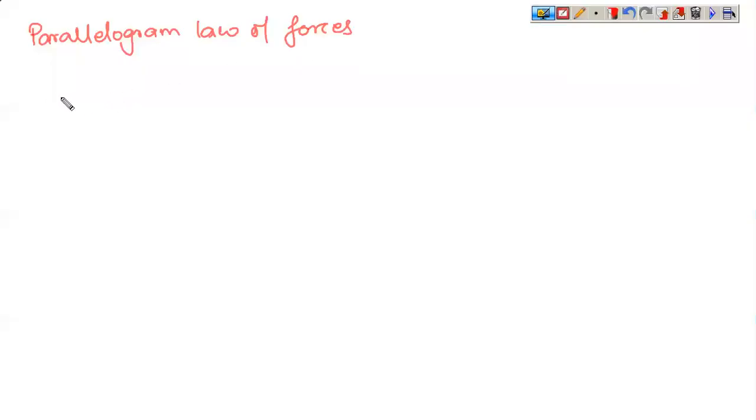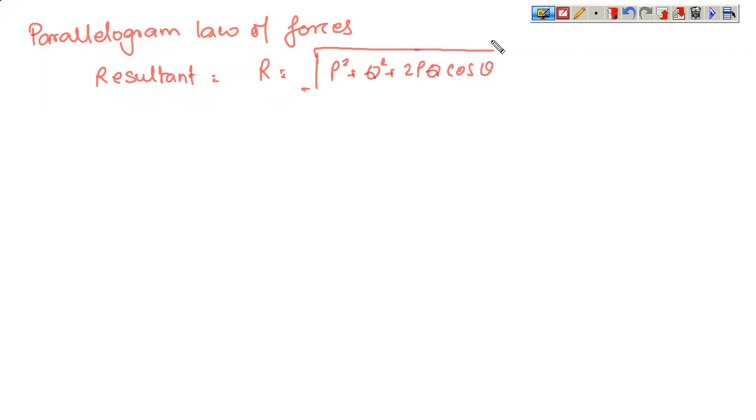So, parallelogram law of forces. We had derived the equation for a resultant. The resultant was represented by R, and it was the square root of p square plus q square plus 2pq cos theta. You would have read this in classes 10, 11 and 12 as well. There is nothing new in it. And phi is tan inverse p sin theta divided by q plus p cos theta.